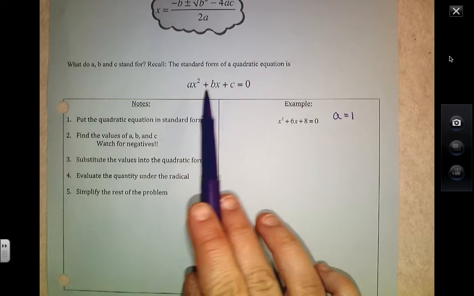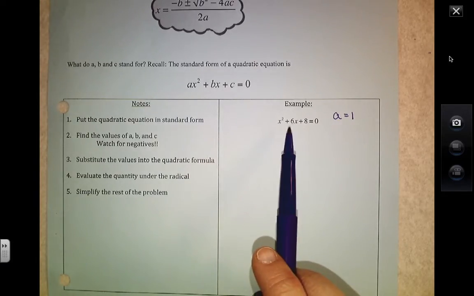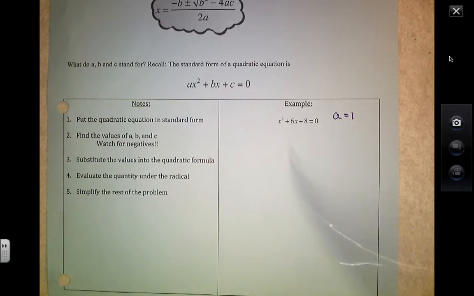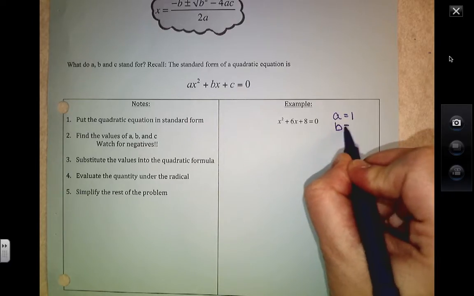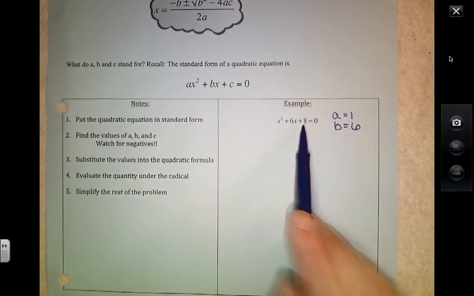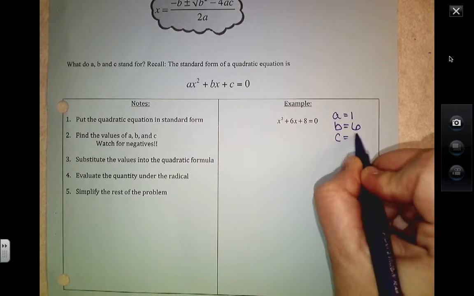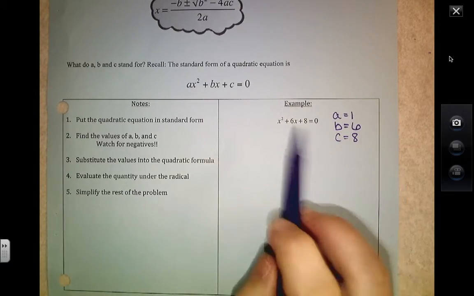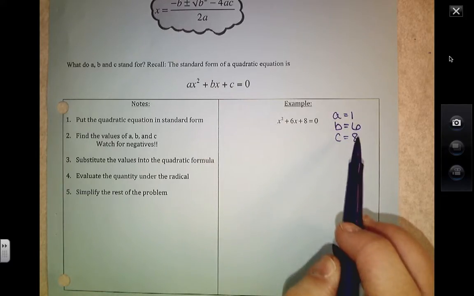B is the number in front of x. So for our quadratic here, the number in front of x is 6. So B is 6. And the C value is the constant at the end. So in this case, our C value is 8. Make sure you watch out. If any of these had minus signs, these values would be negative.